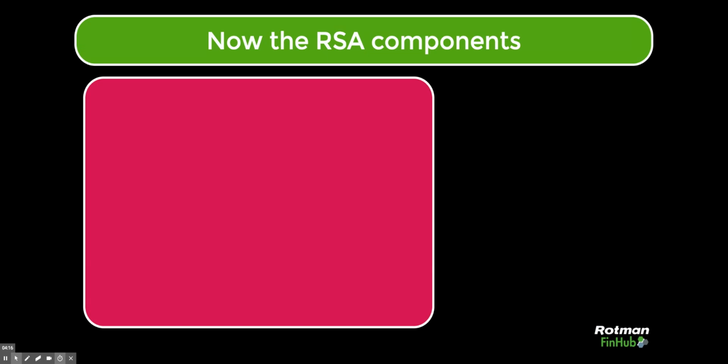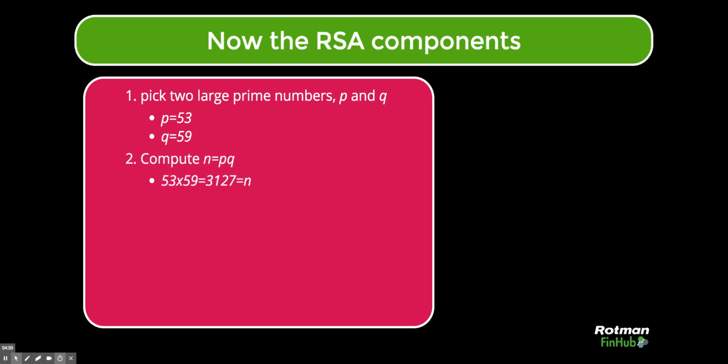So how do the RSA components work? First you start with two prime numbers because they will be very convenient in our computation. Let's start with P and Q. P could be 53, for example. This is just an example. And Q could be 59. Then you compute the product of the two. So that's 3,127.